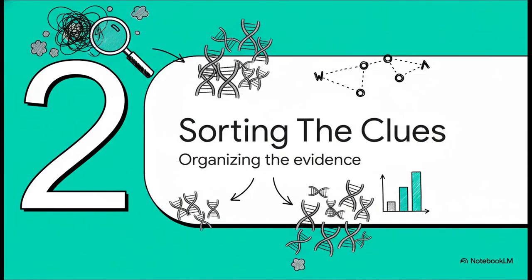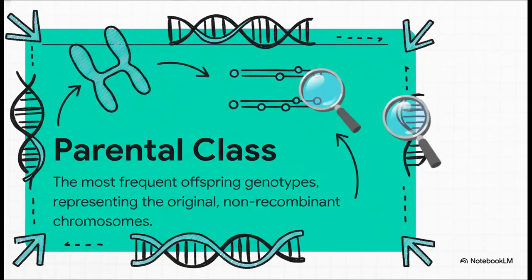Right, so before we can even think about forming a hypothesis, we've got to bring some order to this chaos. I mean, any good detective will tell you that the most common and the least common pieces of evidence are often the most revealing. So that is exactly where we're going to start our analysis. First things first, we need to look for what's called the parental class. Think of these as the big players. They are the most common outcomes you see in the data.